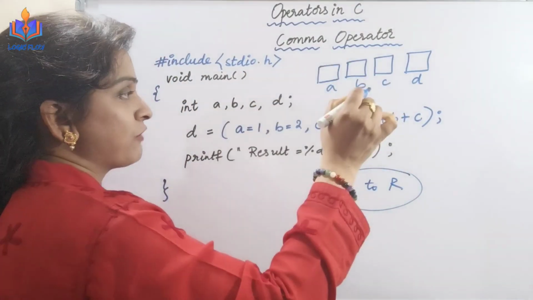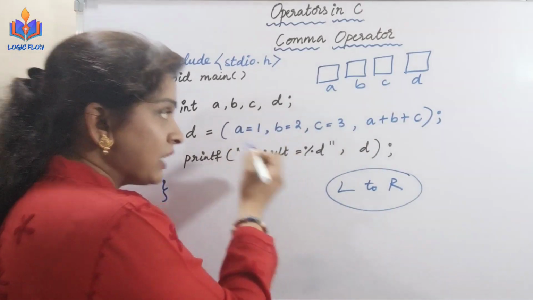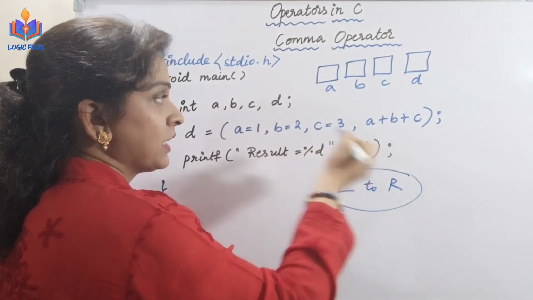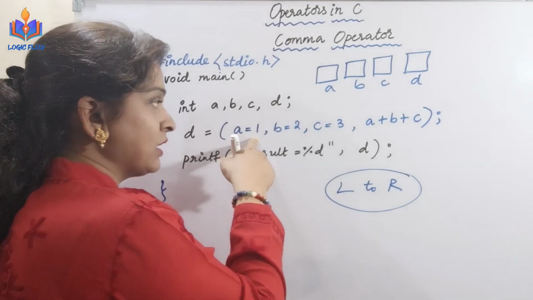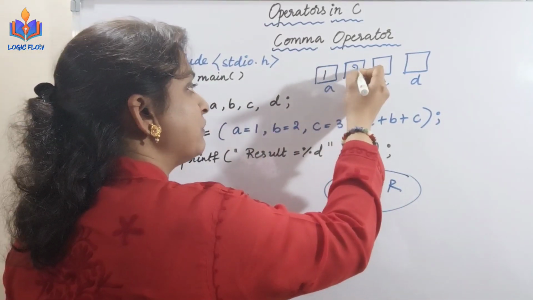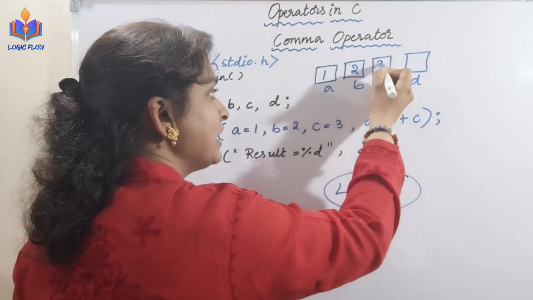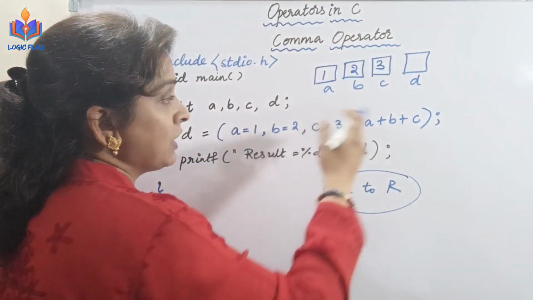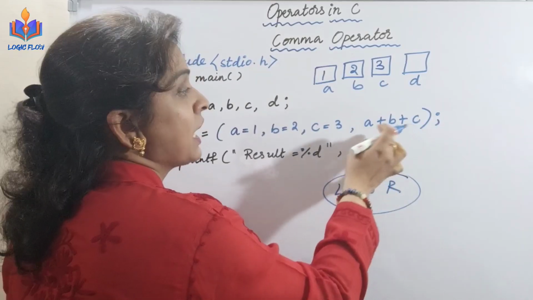So it starts from left to right. It evaluates all these operands. A equal to 1 means A will get the value 1. B equal to 2, B will get the value 2. C equal to 3, C will get the value 3. Then the next operation in the sequence is A plus B plus C.